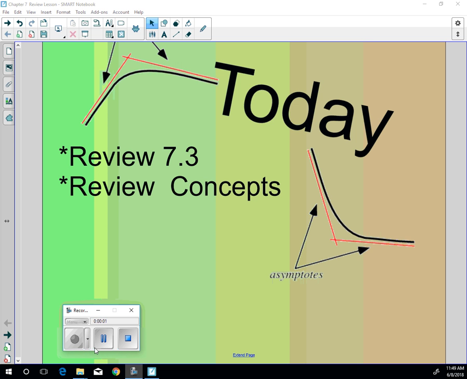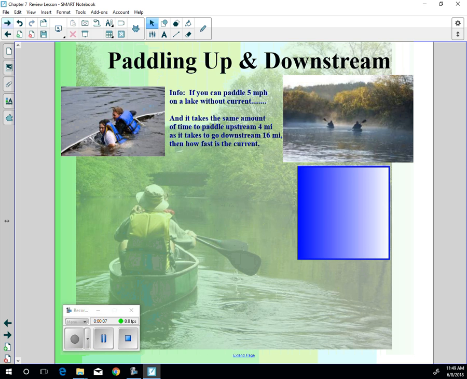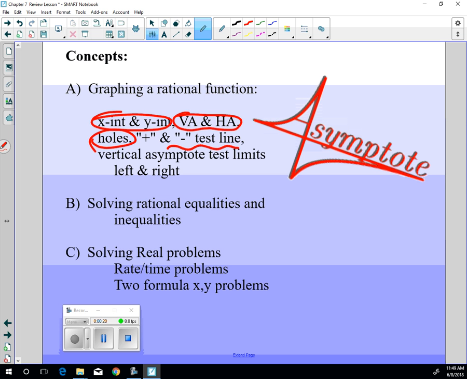Chapter 7. We'll look at the concepts that are on the Chapter 7 test. I'm going to just zip down to those quick. Graphing a rational function. I like to start with the x, y intercepts, vertical and horizontal asymptotes. Look for holes and then do your test line, and that'll help you to graph. Best way to graph is with a calculator, but when we're analyzing things, this is a great way to look at it.